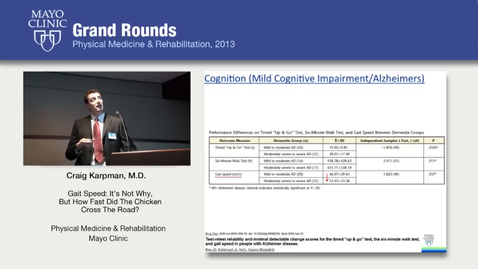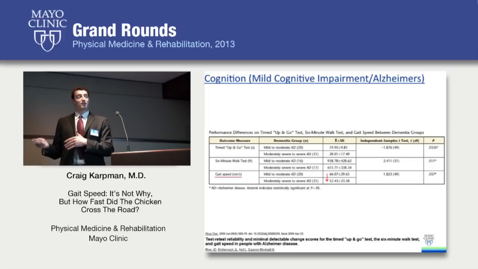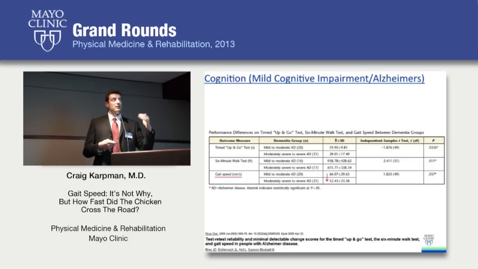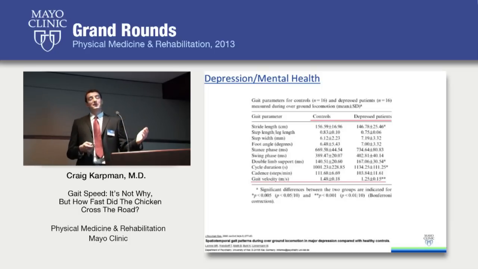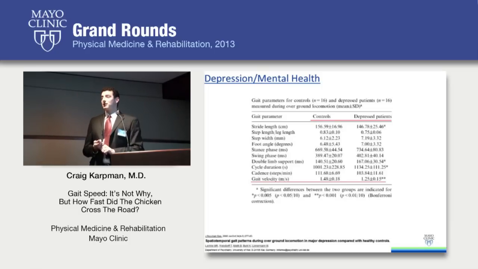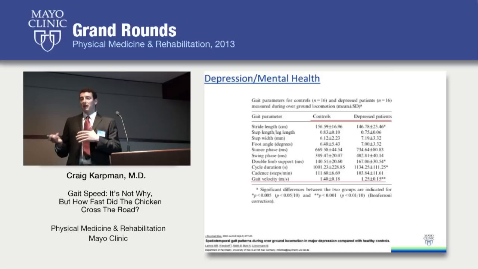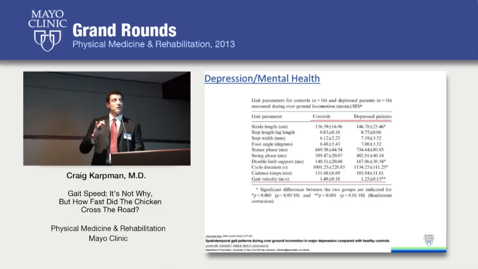Another factor looked at was cognition. So folks that have mild cognitive impairment walk slower than individuals with normal cognition. Individuals with mild to moderate Alzheimer's disease walk faster than those with severe Alzheimer's disease. So the severity of your cognitive impairment will also influence your gait speed. Mental health. Individuals with depression, schizophrenia, other mental health problems have been shown to have a slower walking speed than individuals without. So those are just a few. There's several other factors that have been looked at before.